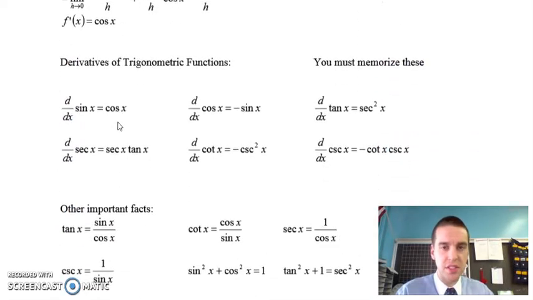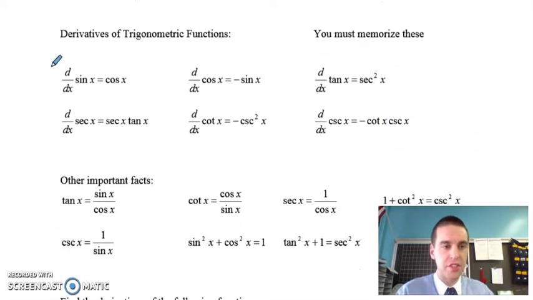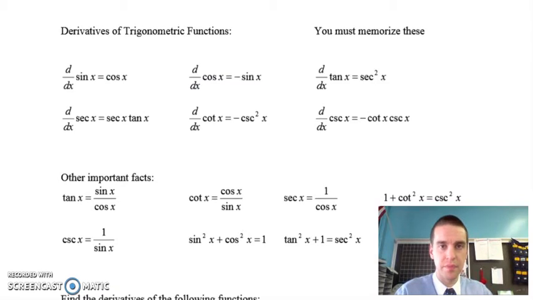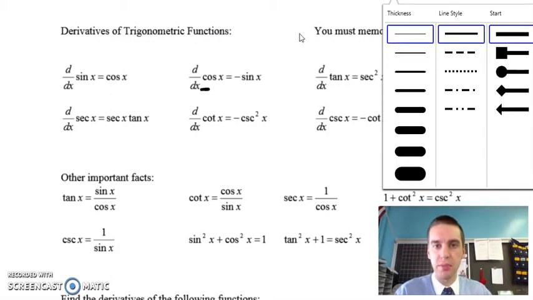Just a few things to look at here. The derivative of sine is cosine. The derivative of cosine is negative sine. One of the ways we remember this is we look at the c. C means to change the sign for derivatives. So that's one thing to remember there.